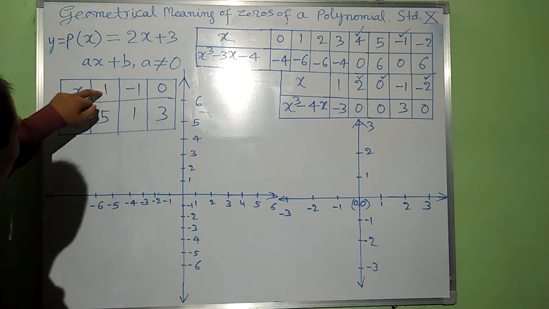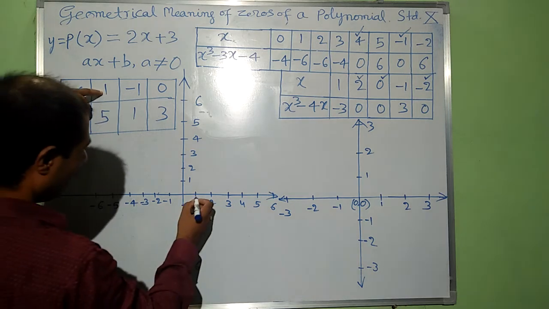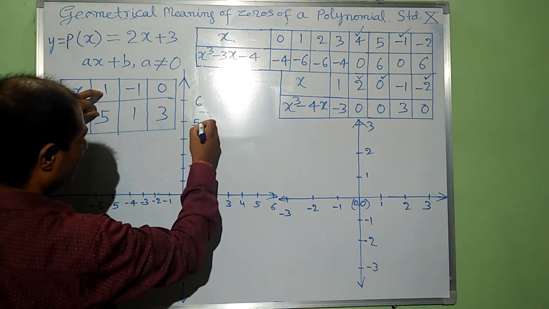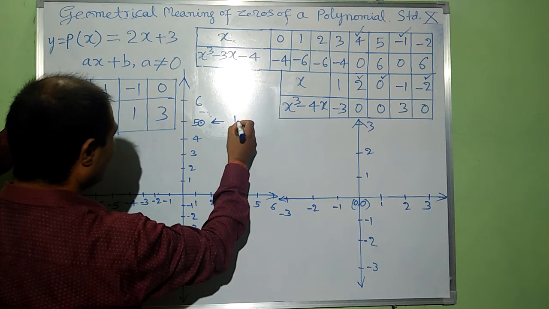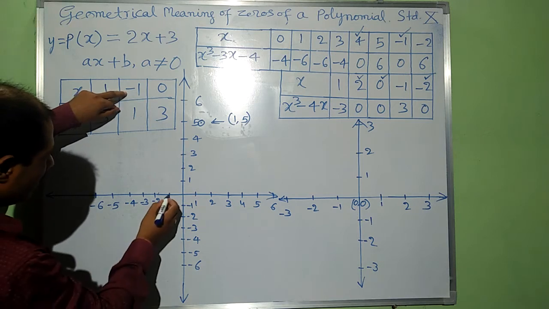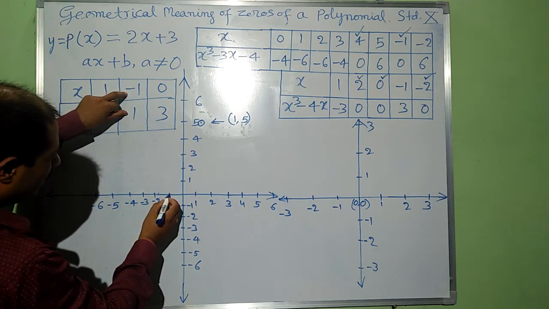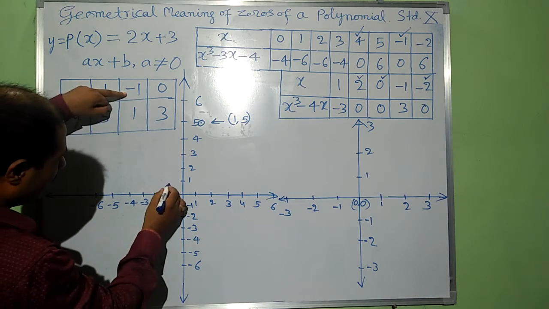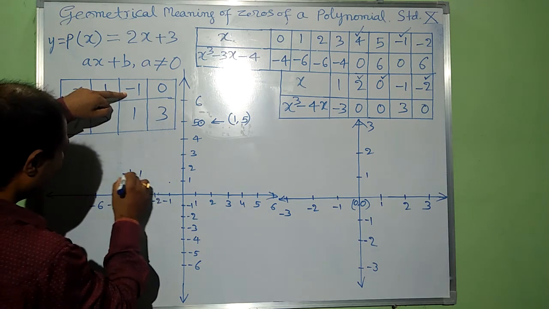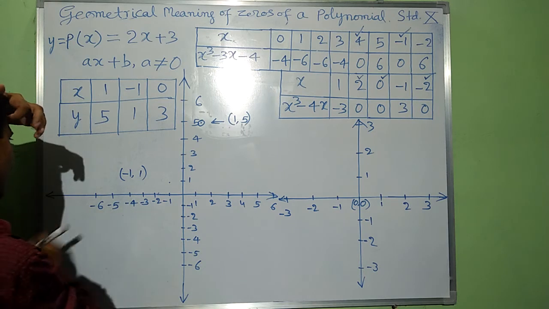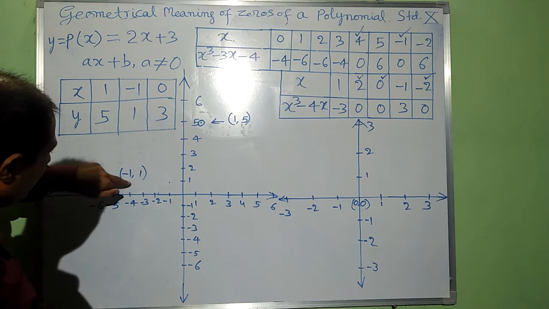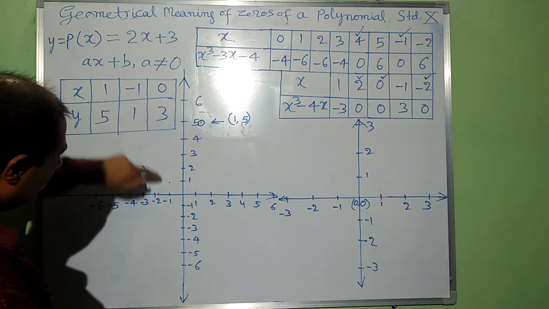Now I am going to draw the graph. Positive x is 1 and y is 5, this point (1, 5). Then x is minus 1 and y is 1, here. This is the negative direction and this is the positive direction. Minus 1 is to the left, plus 1 is at the top. This point.